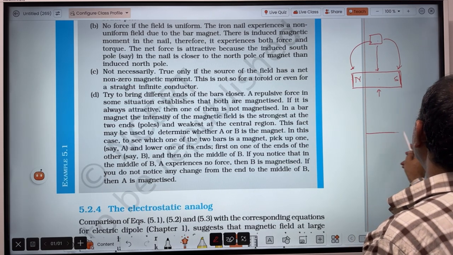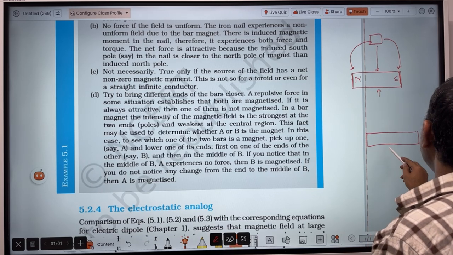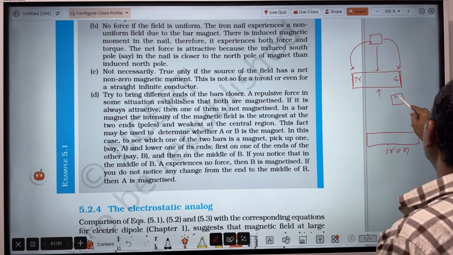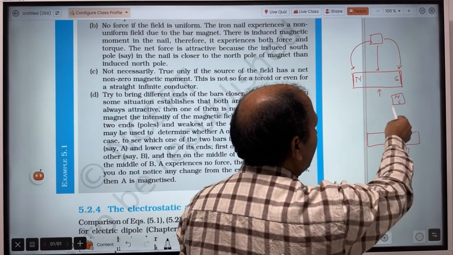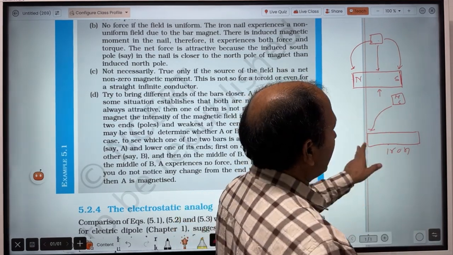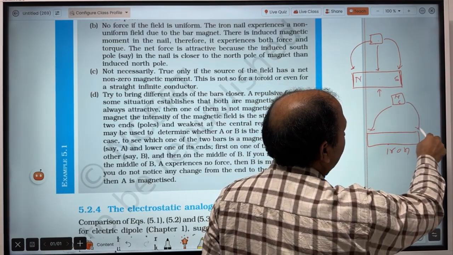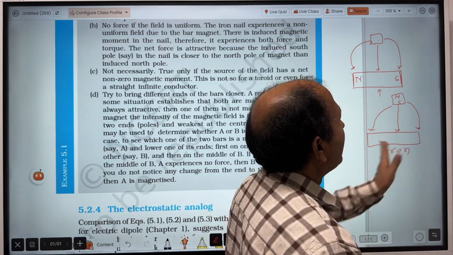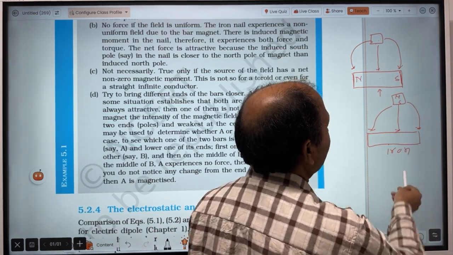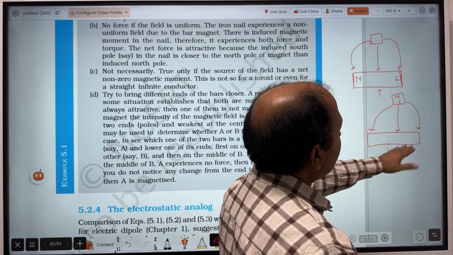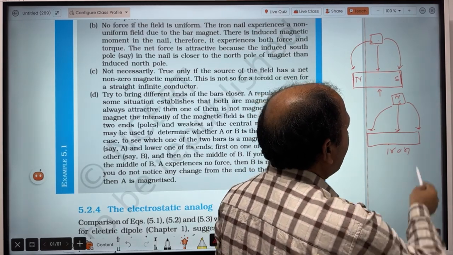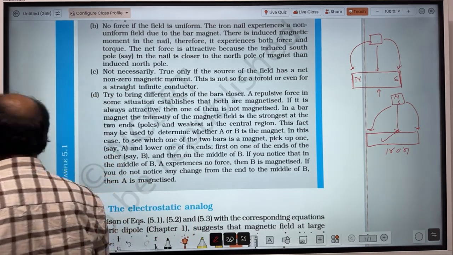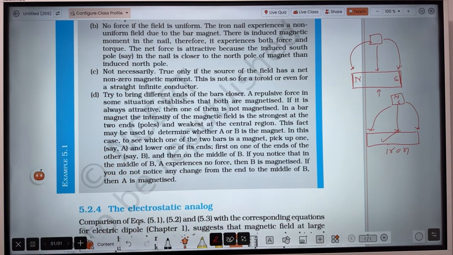Reverse case: suppose this is an iron piece and this is a magnet, north and south. If you bring this magnet here, it will be attracted. If you bring this magnet here, it will be attracted again. If you bring it here, still it will be attracted. So you can easily decide that at any point the attraction is the same, meaning the strength of the attractive force is the same, so you can say this is iron. So this is one important aspect that you have understood.